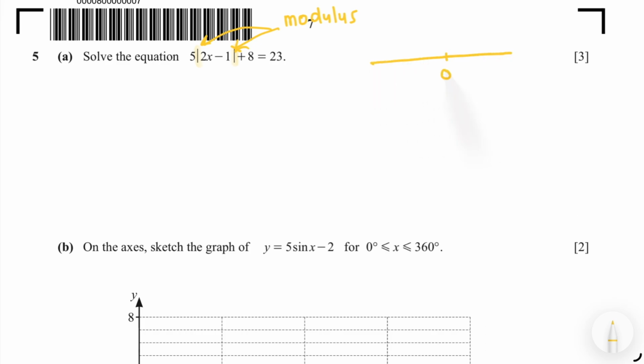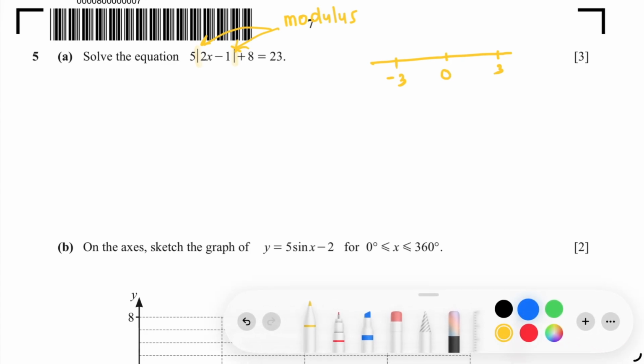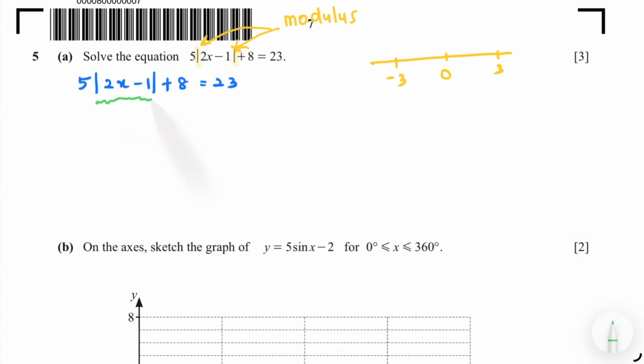This is the center of the number line, which is 0. If something is 3 units away from 0, it could be here. It also could be here. Same distance, different direction. That's why whenever we have modulus, it's going to give us two answers. Now, let's look at the equation. Our first job is to isolate the modulus.